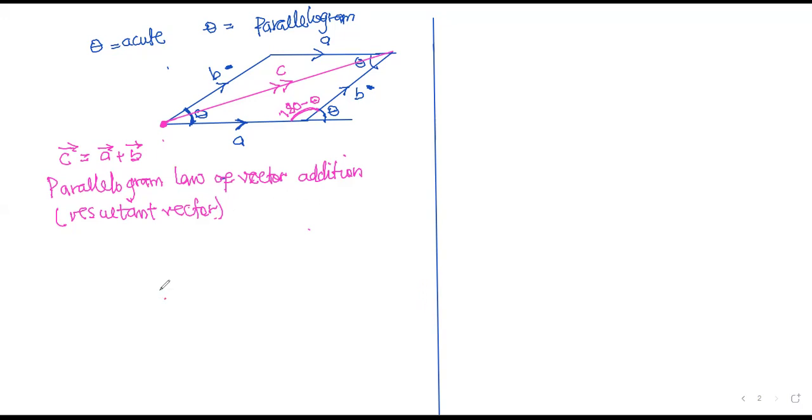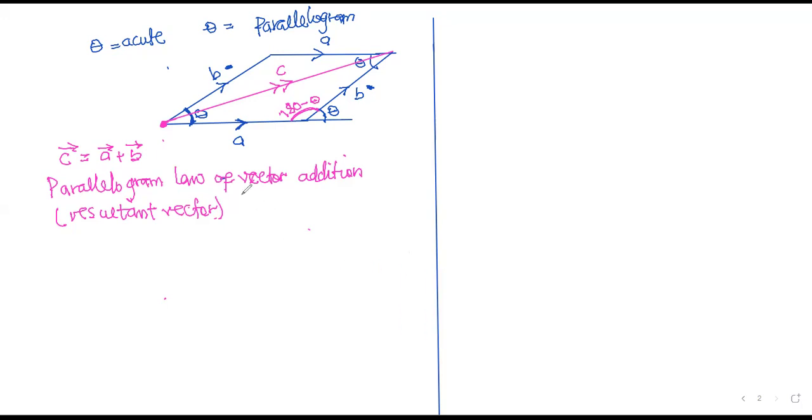So, you said two adjacent sides. If two vectors are represented by two adjacent sides of a parallelogram which are directed away from their common point, then their sum, the resultant vector, is given by the diagonal of the parallelogram passing away through that common point. This is the parallelogram law of vector addition.